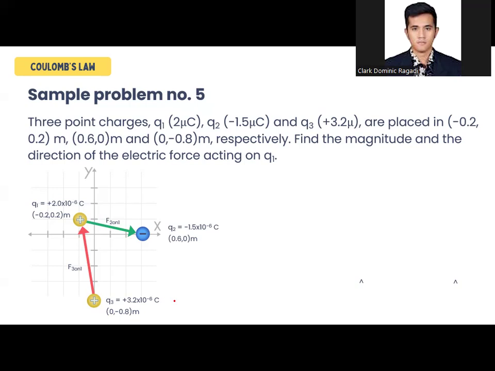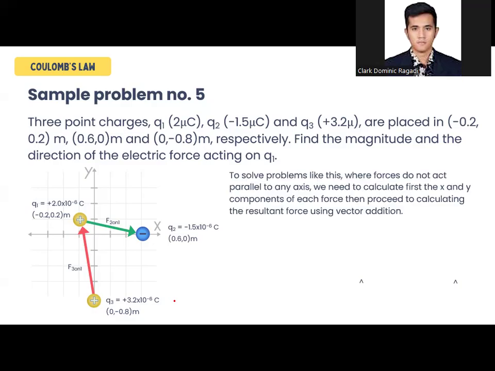To solve problems like this, I have written a note here. Where forces do not act parallel to any axis, we need to calculate first the x and y components of each force, then proceed to calculating the resultant force using vector addition. So we can add all the x components of F2 on 1 and F3 on 1, and then add the y components of the forces. And then we can now solve for the magnitude of the resultant force.